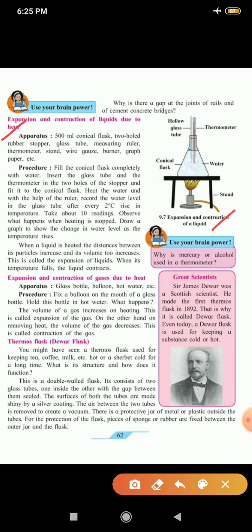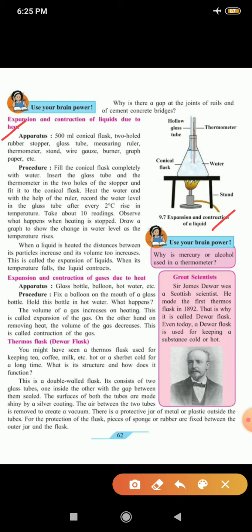Okay, so you can see in the arrangement a conical flask with water, a thermometer is also there, a hollow glass tube, and it is heated with the help of a Bunsen burner. Now, apparatus: 500 ml conical flask, 2-hole rubber stopper, a glass tube, measuring ruler, thermometer, stand, wire gauze, burner, and a graph paper. Procedure: fill the conical flask completely with water.